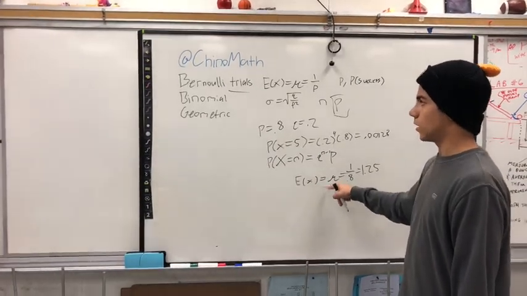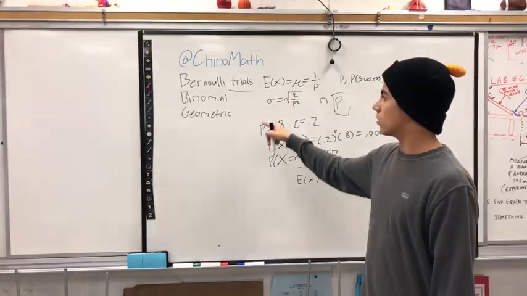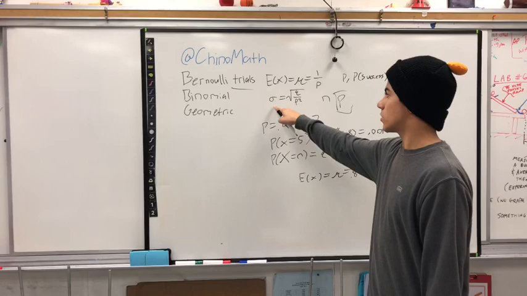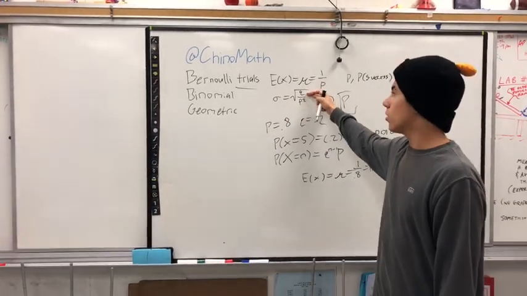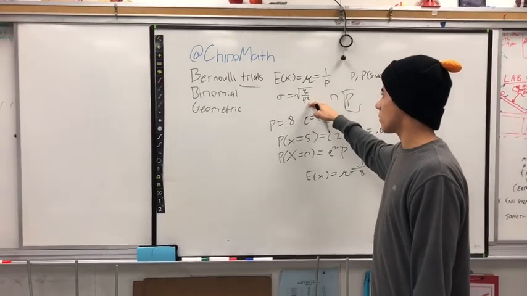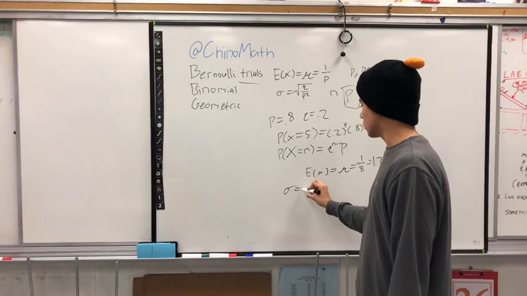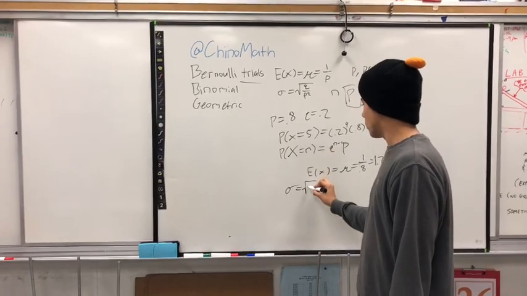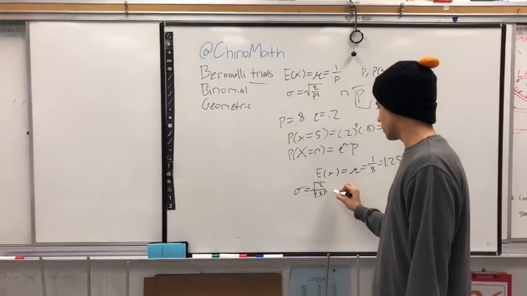And so that's our mean, but one thing that always comes with the mean is the standard deviation. And here we see that denoted by this sigma. The standard deviation is equal to the square root of the probability of failure over the probability of success squared. So in this case, sigma is equal to the square root of 0.2 over 0.8 squared.